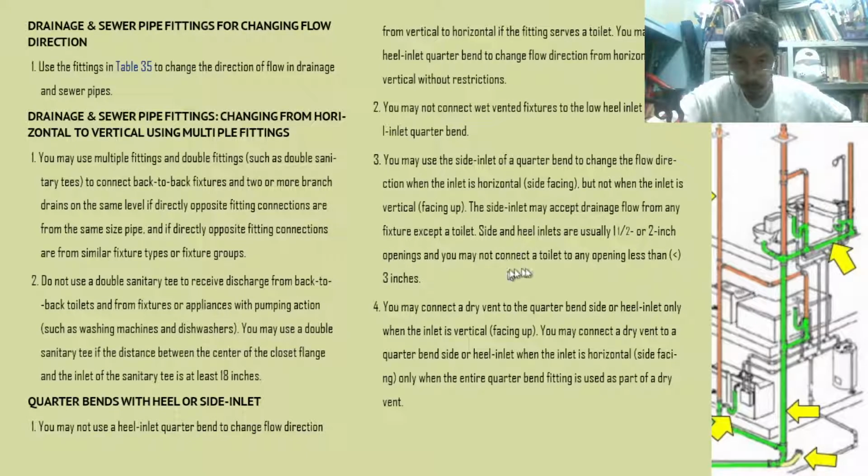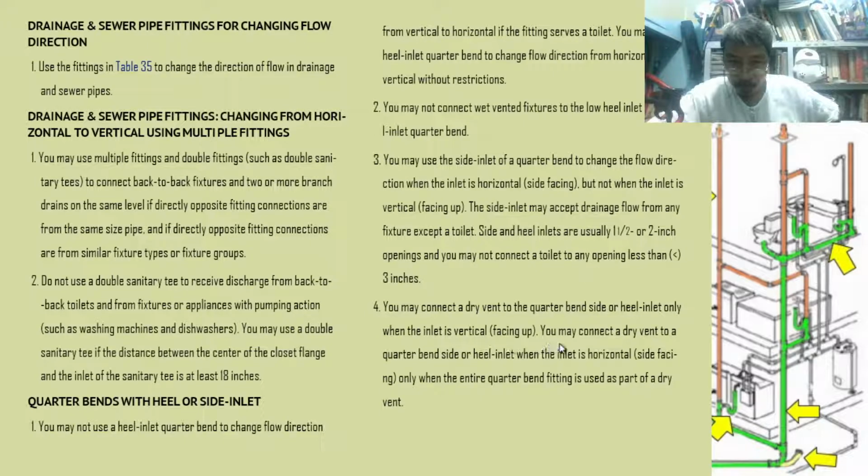Okay? So side and heel inlets are usually 1.5 or 2 inch openings, and you may not connect a toilet to any openings less than 3 inches. Take note, this is code. This is written in the NPCP. I assigned you to have a copy of the NPCP. So you can take a look at that document, and this is the code. This is the minimum size that could be connected to a water closet.